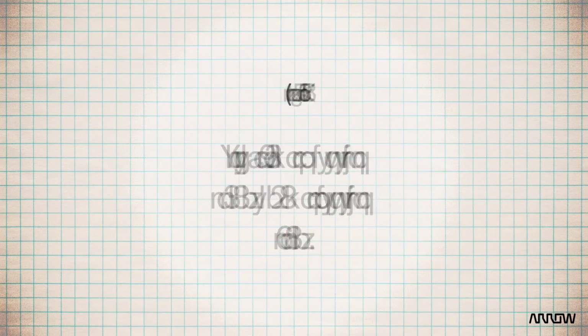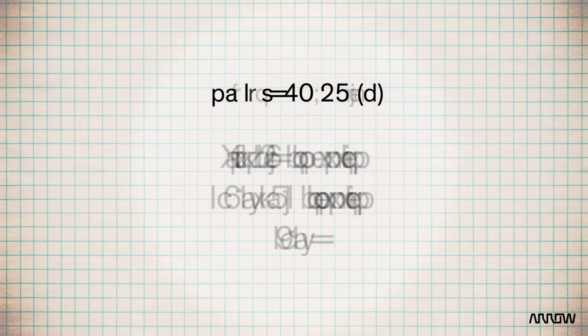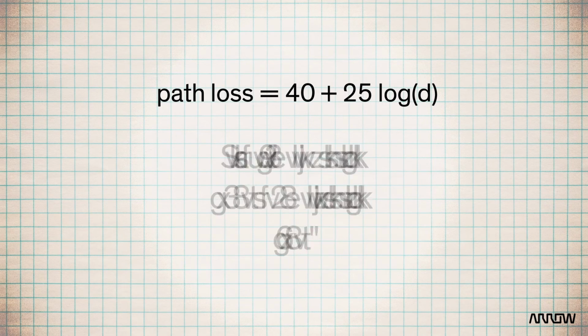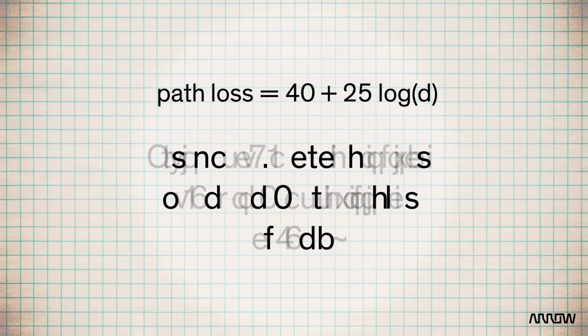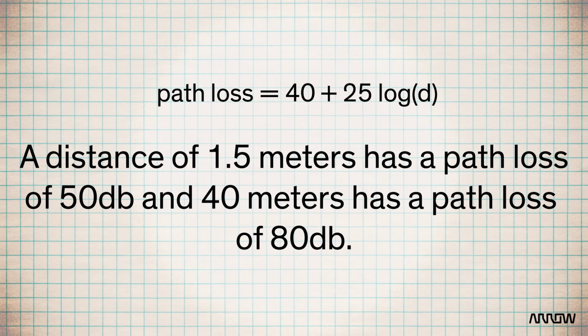Path loss is a measure of how much the radio signal has reduced in power between the antenna in the transmitter and the antenna in the receiver. For an isotropic antenna, an estimation can be calculated with the formula that path loss equals 40 plus 25 log d, where d is the distance in meters. A distance of 1.5 meters, for example, has a path loss of 50 decibels, and a distance of 40 meters has a path loss of 80 decibels.